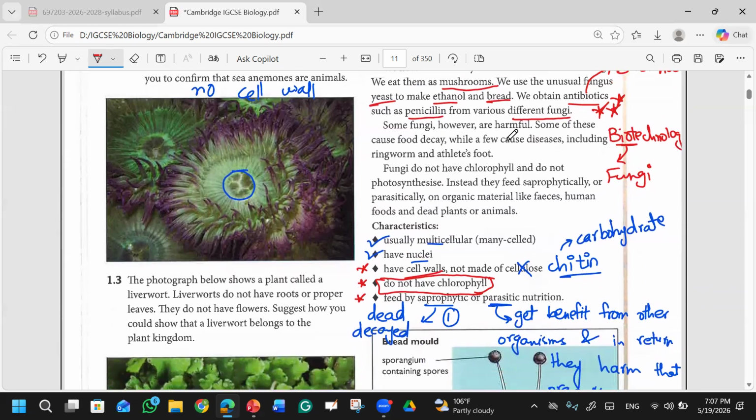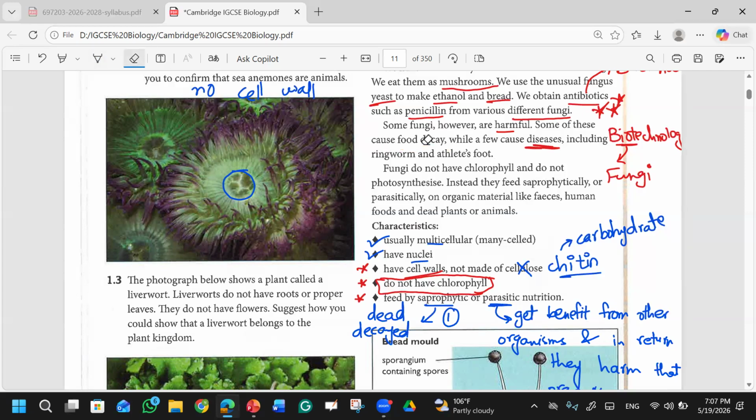Some fungi, however, are harmful. Some of these cause food decay. Most of the time when food is decaying, there is fungus in it. There are bacteria as well. Sometimes bacteria rots the food. There is food decay due to bacteria, and most of the time there is fungi as well. While a few cause diseases, they also cause diseases.